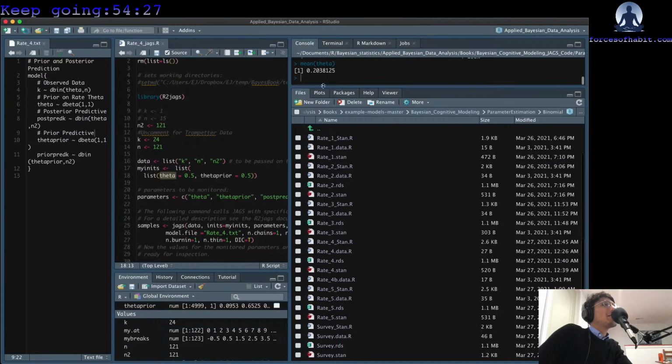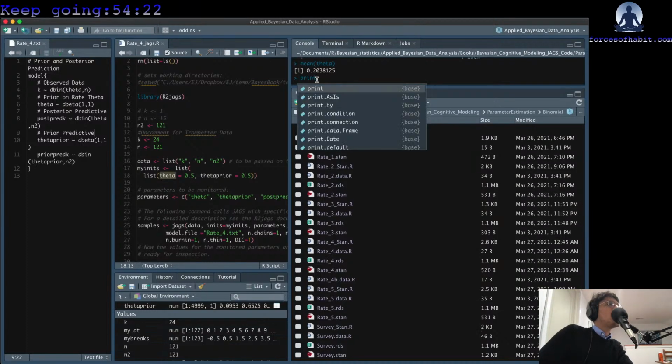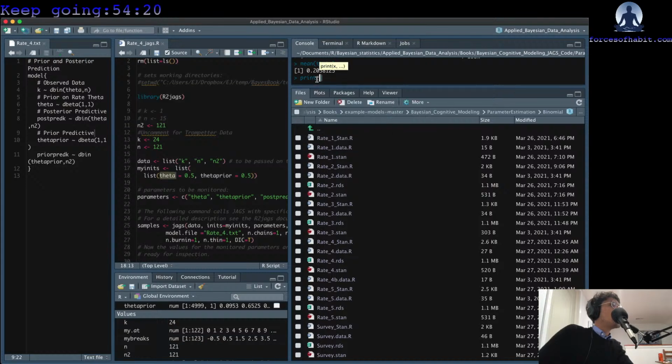Isn't it supposed to just give me a summary? But maybe if I say print. If I print. Oh, it does. That's nice. So print samples will give me that.